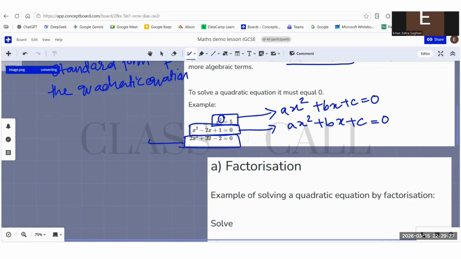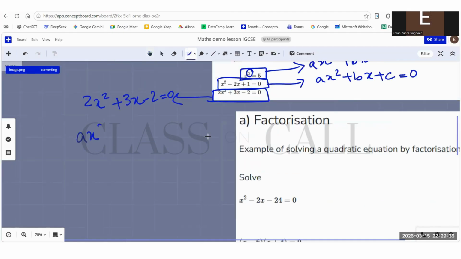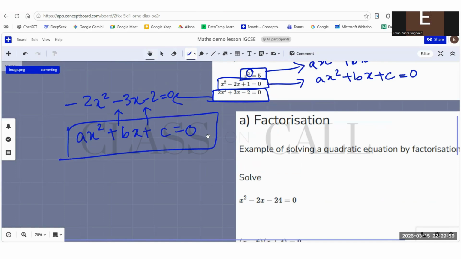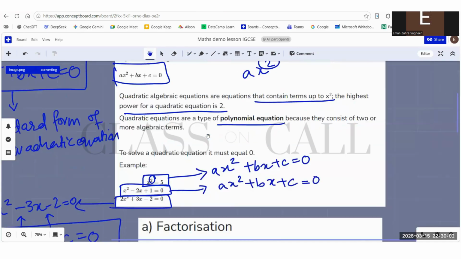Next one is this example. If you see, there's a little difference. That's 2x squared plus 3x minus 2 equals 0. It's also of the form ax squared plus bx plus c equals 0, we have just changed the signs. It doesn't matter what the sign is. It could be negative 2x squared, or negative 3x, or negative 2, but it has to follow the standard form, otherwise it's not going to be a quadratic equation. So that's the quadratic equation.